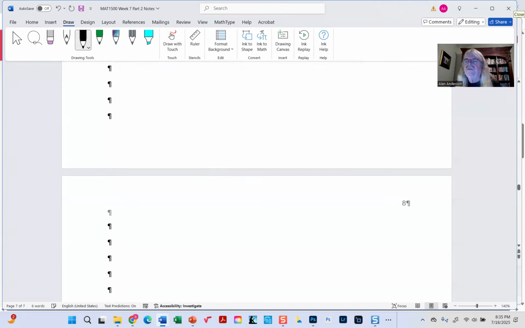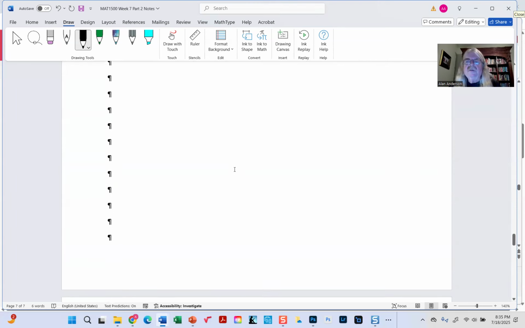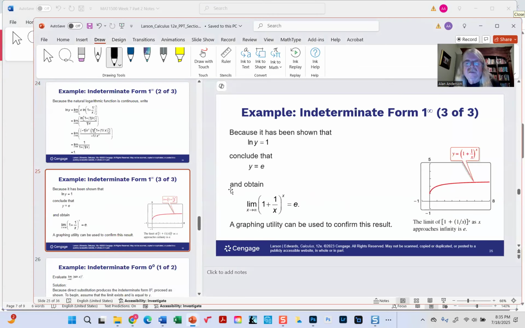At long last, we've always been told that it's approximately equal to 2.7 something. Well, now you can see where it was taken from. And that's what the graph looks like.